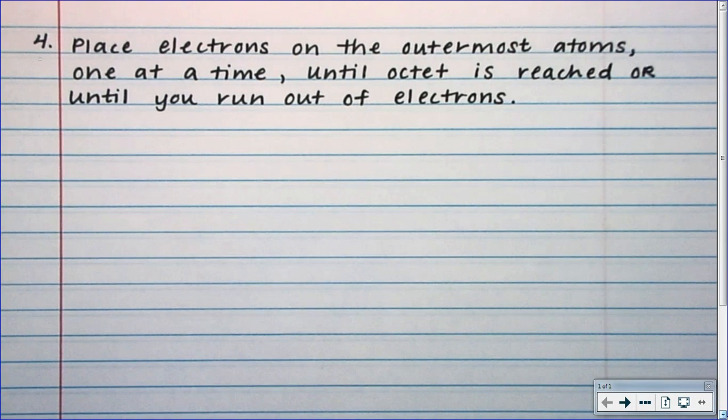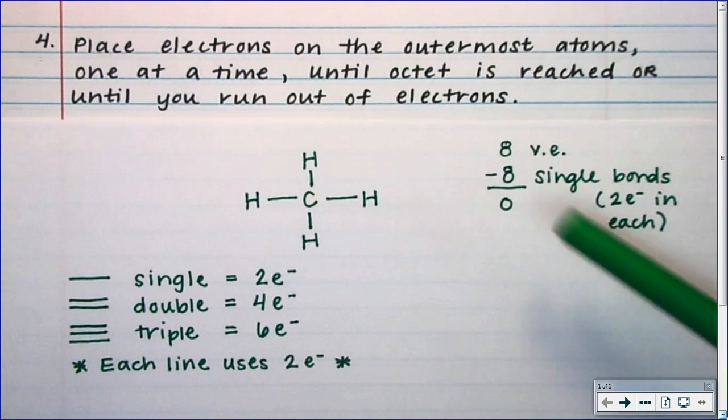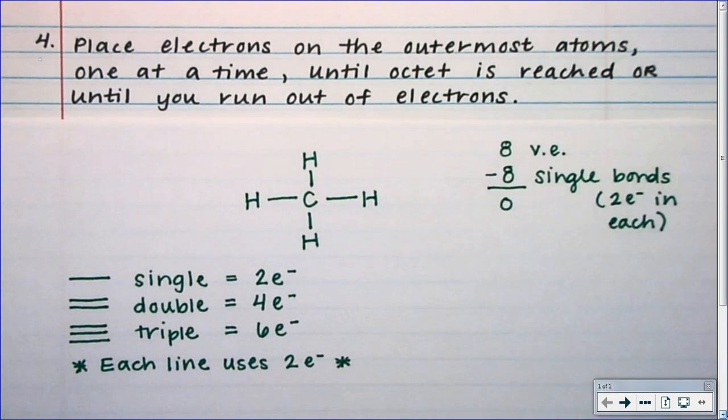For step number 4, placing electrons on the outermost atoms one at a time until octet is reached or until you run out of electrons. Using our example from before, we have no more electrons left. Because of this, we do not get to add any more electrons to our structure. Therefore, we just get to skip step 4.